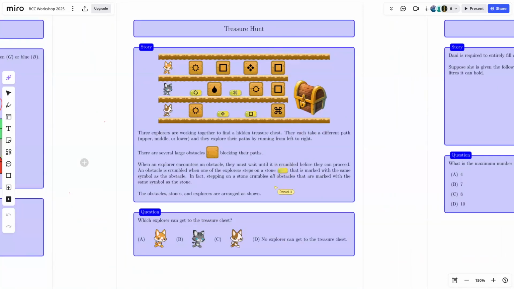Three explorers are working together to find a hidden treasure chest. They each take a different path, upper, middle, or lower, and they explore the path by going from left to right. There are several large obstacles blocking the path. When an explorer encounters an obstacle, they must wait until it is crumbled before they can proceed. An obstacle is crumbled if and only if one of the explorers steps on a stone that is marked with the same symbol as the obstacle. In fact, stepping on a stone crumbles all obstacles that are marked with the same symbol as the stone. The obstacles, stones, and explorers are arranged just below.